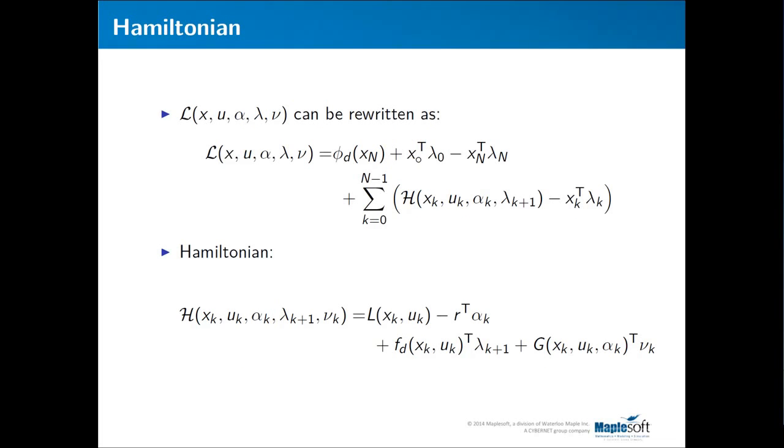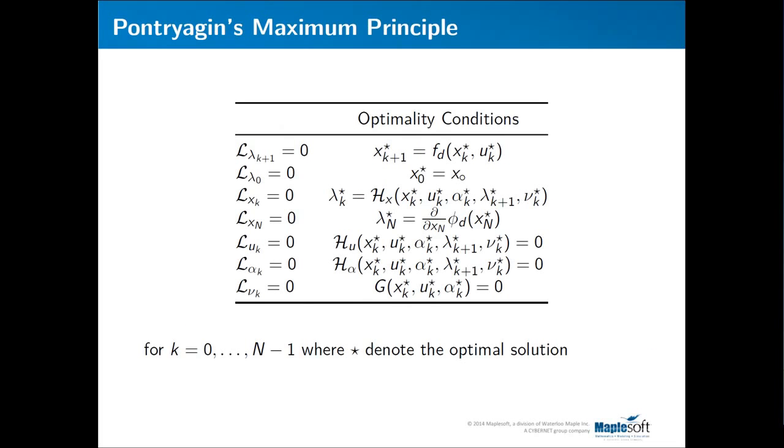With slight manipulations, you can rewrite the Lagrangian as the form you see here, where capital H is known as the Hamiltonian of our optimization problem. If we call the optimal solution of x as x star and do the same thing for other variables, we can summarize the optimality conditions as the equations in this table. These are called Pontryagin maximum principle equations.